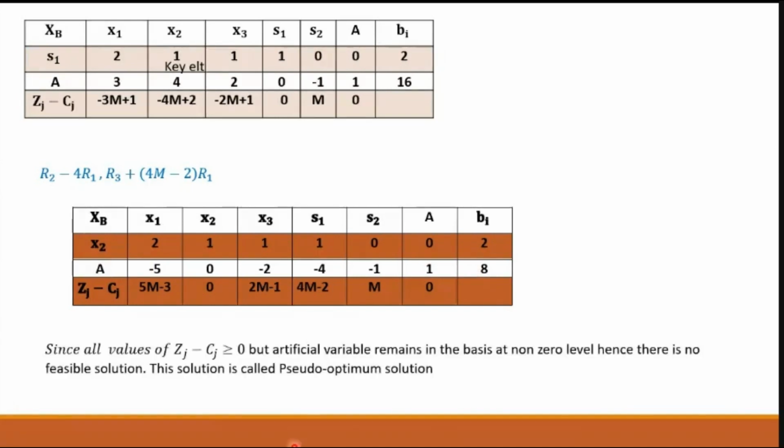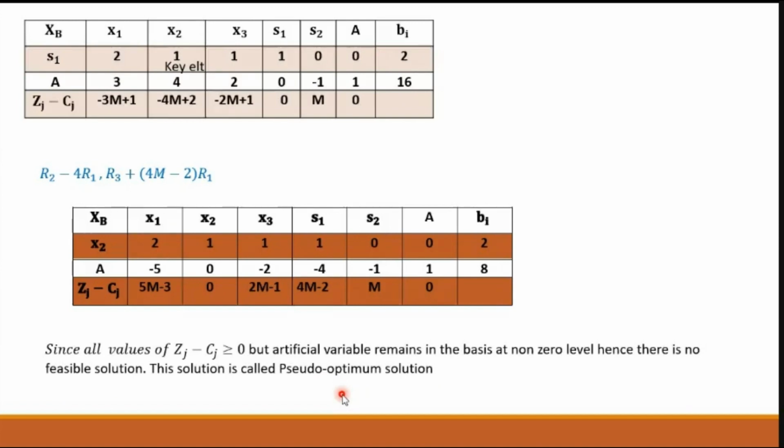So we say that since all Zj minus Cj is greater than or equal to 0, but the artificial variable remains in the basis at non-zero level, meaning the value of A is not equal to 0. The artificial variable is there in the xb column, and its value is equal to 8, which means that there is no feasible solution, and this solution is called a pseudo optimum solution.